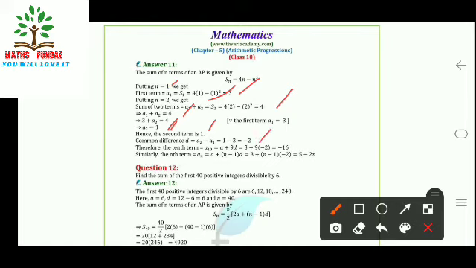Therefore, the 10th term will be a10, that is a plus 9d, which is equal to minus 15. The nth term an is equal to a plus n minus 1 into d, which is 3 plus n minus 1 into minus 2, that is 5 minus 2n. Okay, then moving towards the 12th question.